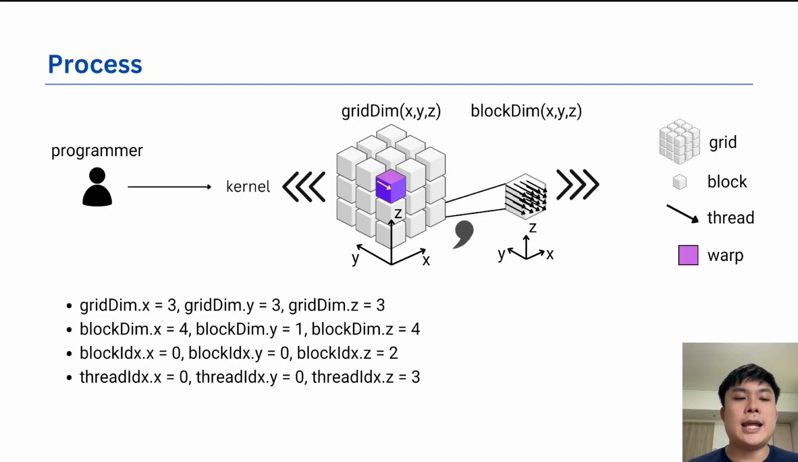To get the block index of the purple block, we can see that its X coordinate is 0, Y is 0, and Z is 2. While for the yellow thread, it is 0 in the X, 0 in the Y, and 3 in the Z.